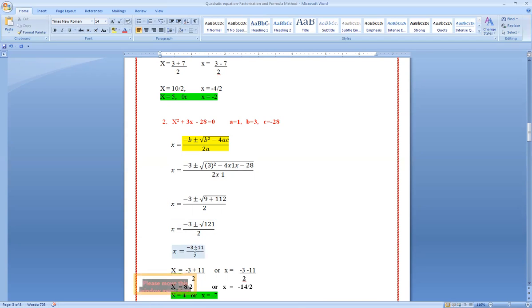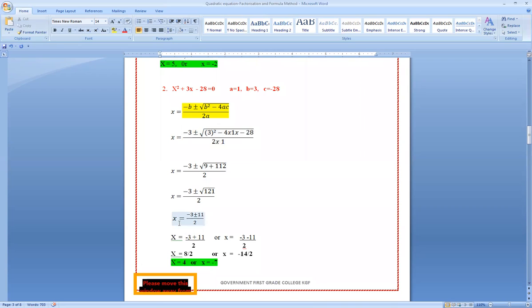Therefore, x equals minus 3 plus or minus, we should remove the square root of 121, it becomes 11 divided by 2. Therefore, x equals minus 3 plus or minus 11 divided by 2. So, we are having for the 11 one plus value, another one minus value. So, we should write like this, x equals minus 3 plus 11 divided by 2, or x equals minus 3 minus 11 divided by 2.